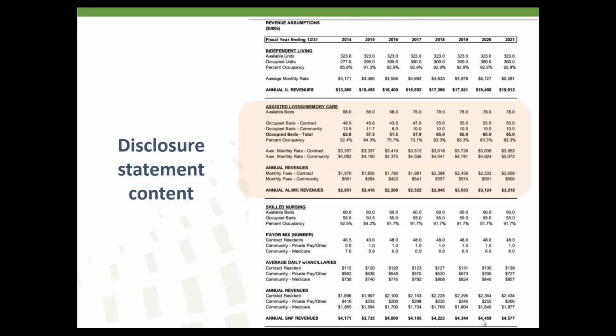Here is another screenshot example of the kinds of data you can find in a disclosure statement. This one is showing the number of occupied beds in detail, occupancy, rent, and revenues from a community's assisted living and memory care facility.